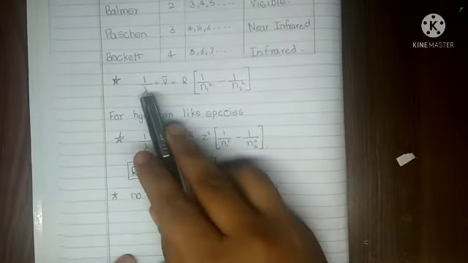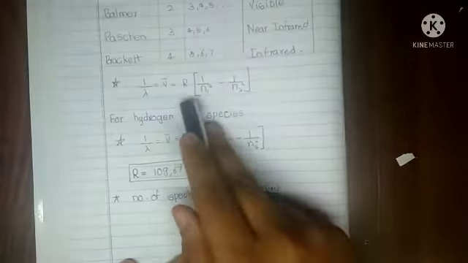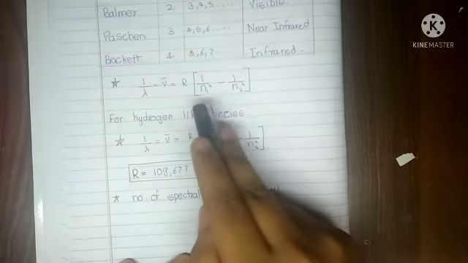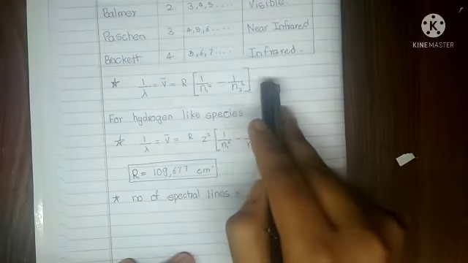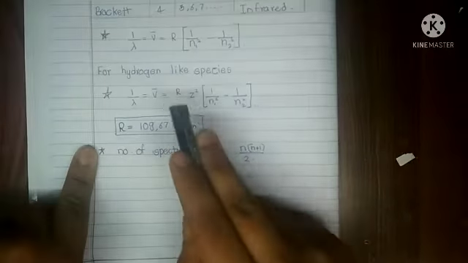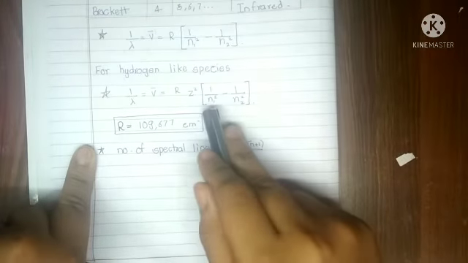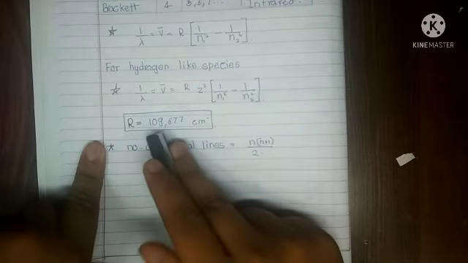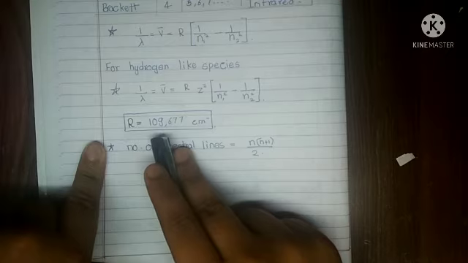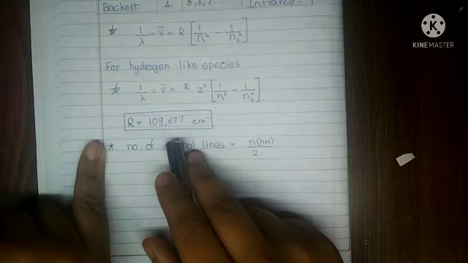Formula for wave number: wave number is equal to 1 upon lambda is equal to R into the bracket 1 upon n1 square minus 1 upon n2 square. For hydrogen like species, 1 upon lambda is equal to R into z square into the bracket 1 upon n1 square minus 1 upon n2 square. Here R is equal to Rydberg's constant, whose value is 1,09,677 per centimeter.